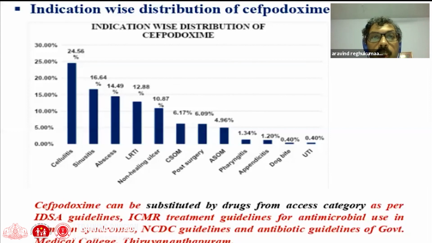These are the situations where cefpodoxime was used in the OPD: cellulitis. You could have seen in the IDSA chart, cefpodoxime is not at all mentioned in the treatment of cellulitis. Sinusitis, no one has said that cefpodoxime should be used for sinusitis. Abscess, LRTI, non-healing ulcer, CSOM, post-surgery, ASOM, pharyngitis, etc. So you can see that in all these situations, you have substitutes from the access category.